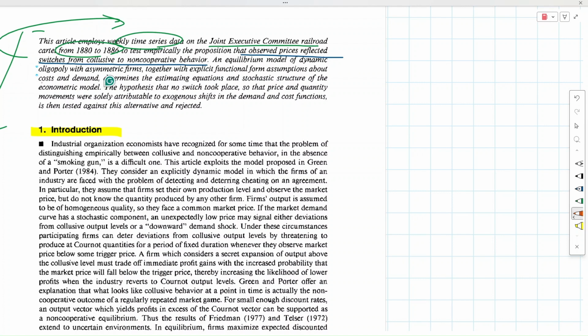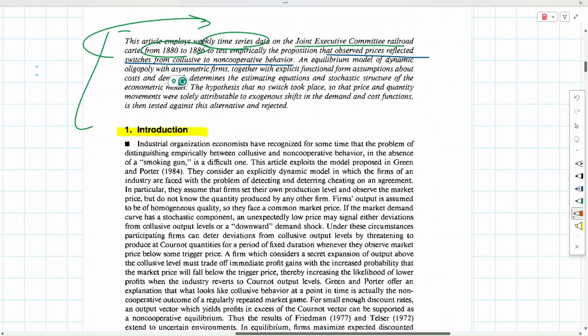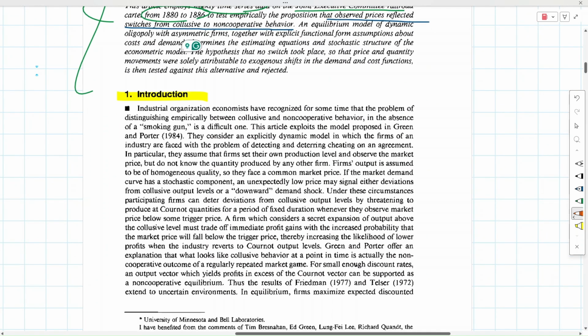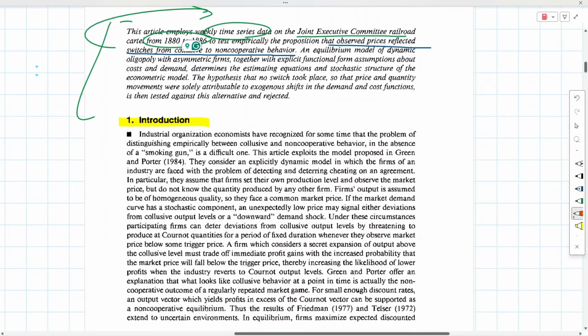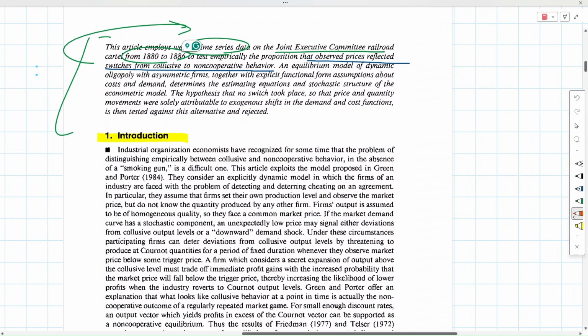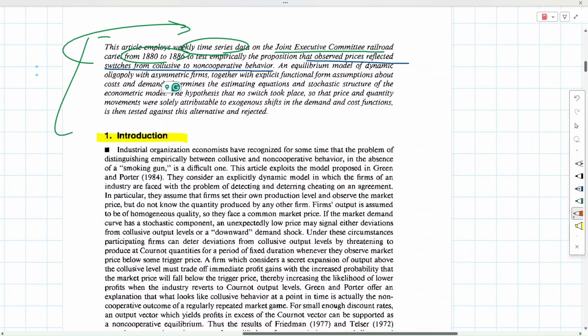An equilibrium model of dynamic oligopoly with asymmetric firms, together with explicit functional form assumptions about costs and demand, determines the estimating equations and stochastic structure of the econometric model. Then you have the hypothesis, which says no switch took place, so that price and quantity movements were solely attributable to exogenous shifts in the demand and cost functions, is then tested, and this hypothesis was rejected. So it gives you a sort of screenshot of what the paper is and even what its conclusion is.